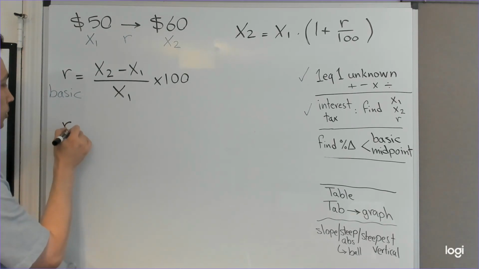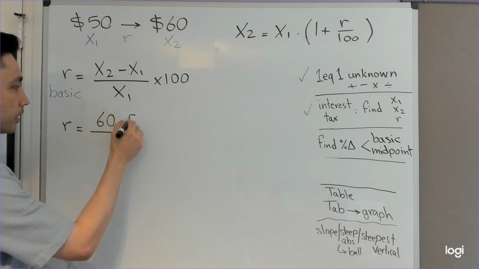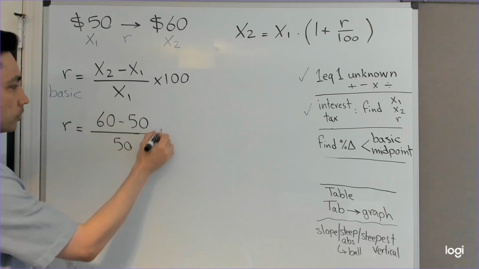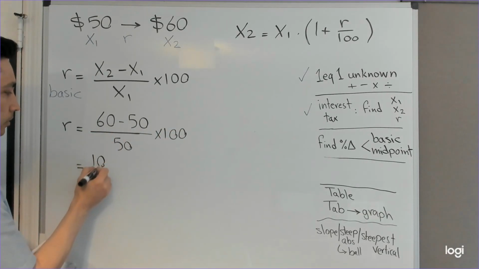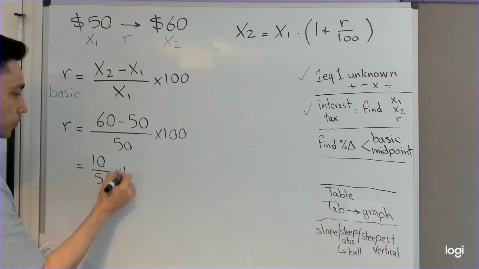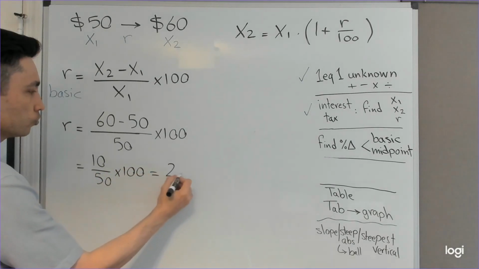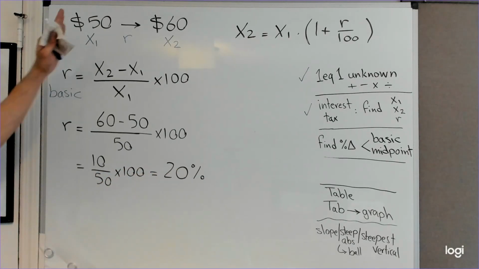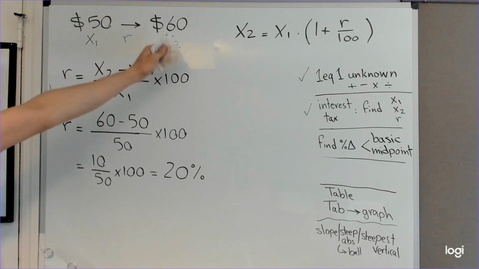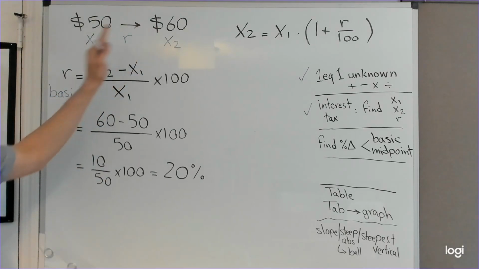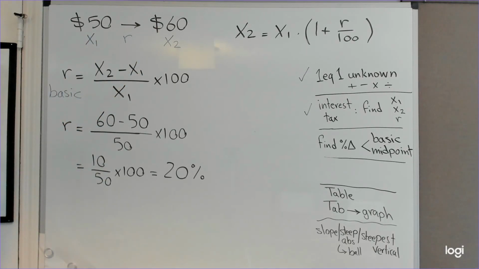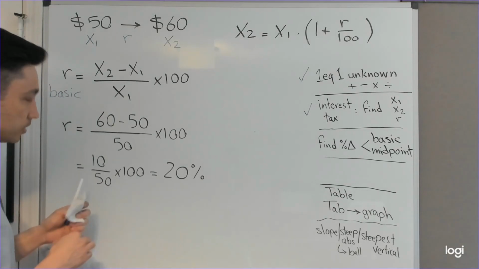Let's do it. The interest rate is going to be 60 minus 50 over 50 times 100. 60 minus 50 is 10. 10 over 50 times 100 is 20%. So if you go from $50 to $60, the increase in that process is 20%. Now, what if I go from $60 to $50? What's the percentage change here? Is this minus 20% or a different number? And to answer that question, let's put the 20%.